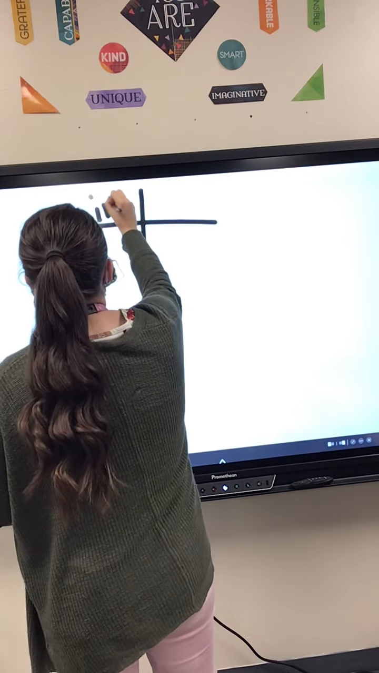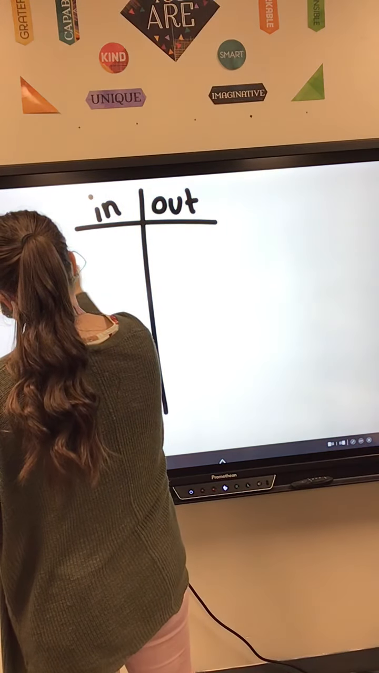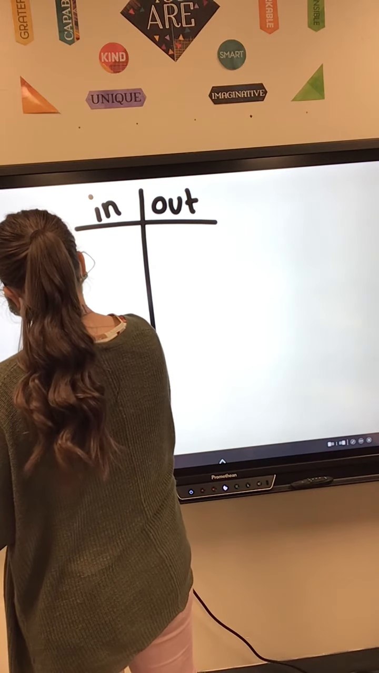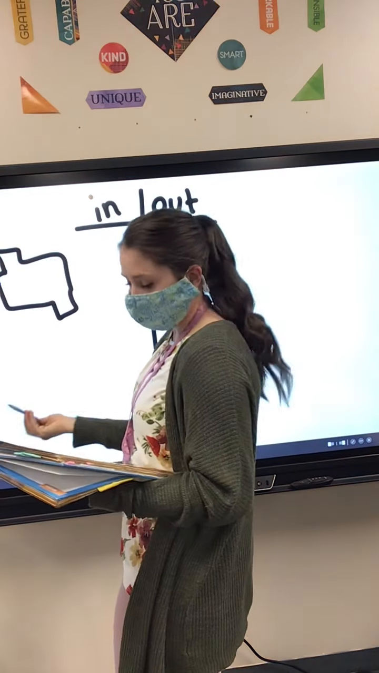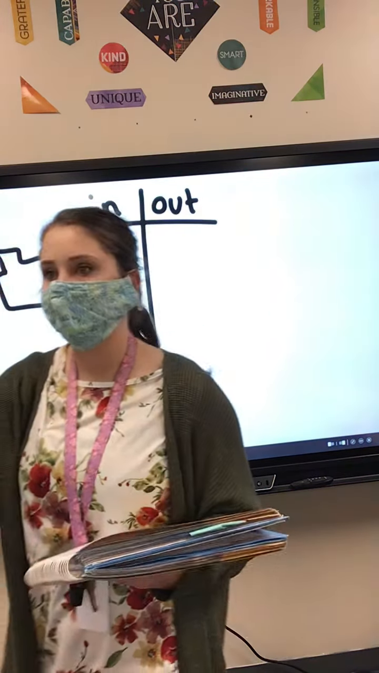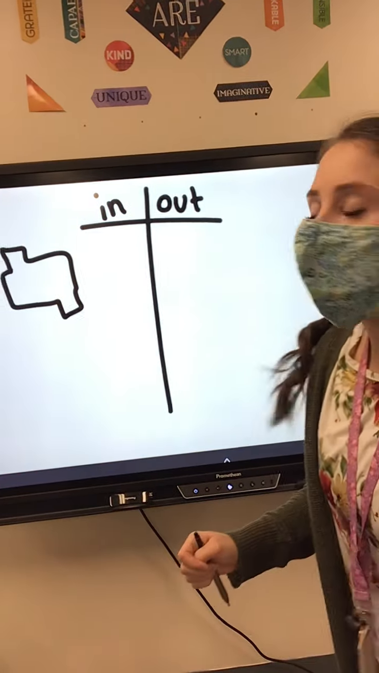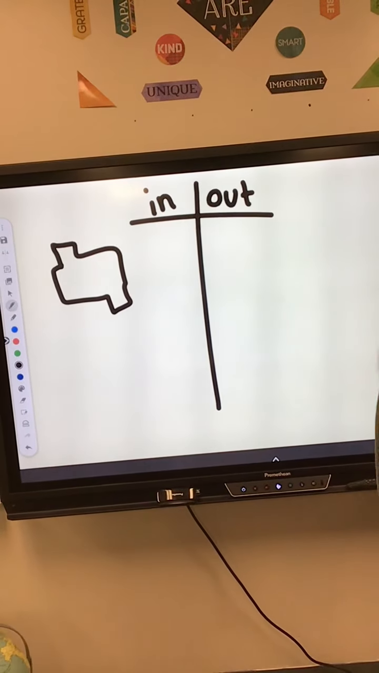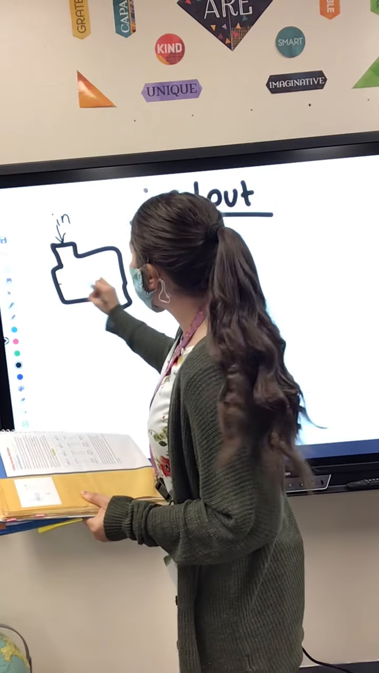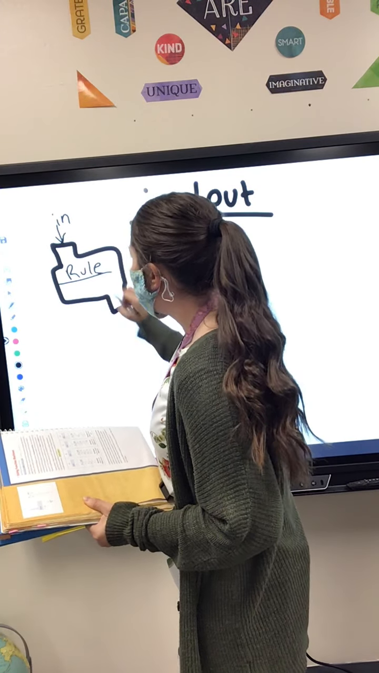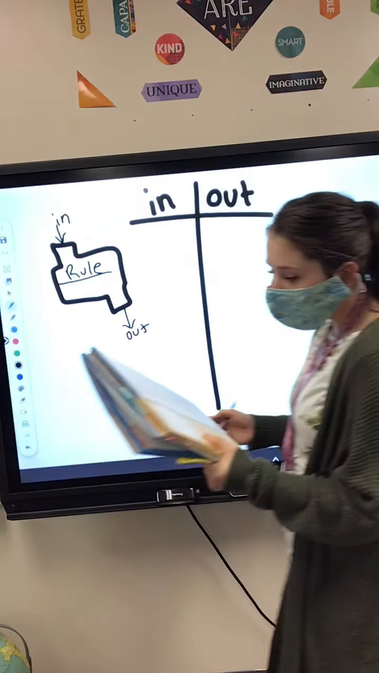You can erase your boards. In, out. When we have a function machine, we can think of it literally like a transformer. Everybody do this. Transformer. We have a number that goes in. It is transformed by our rule. And then a new number comes out.